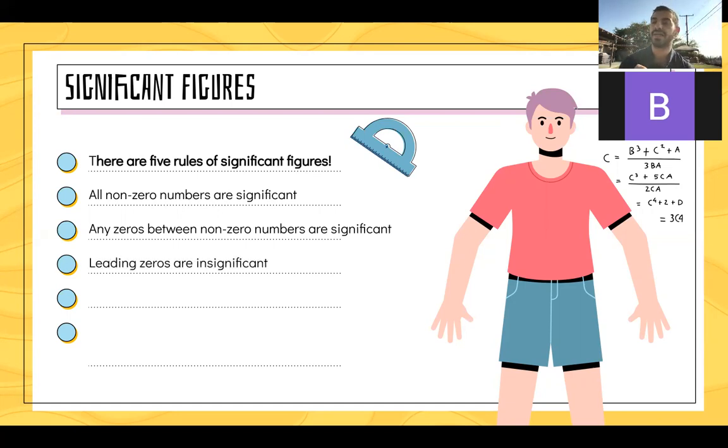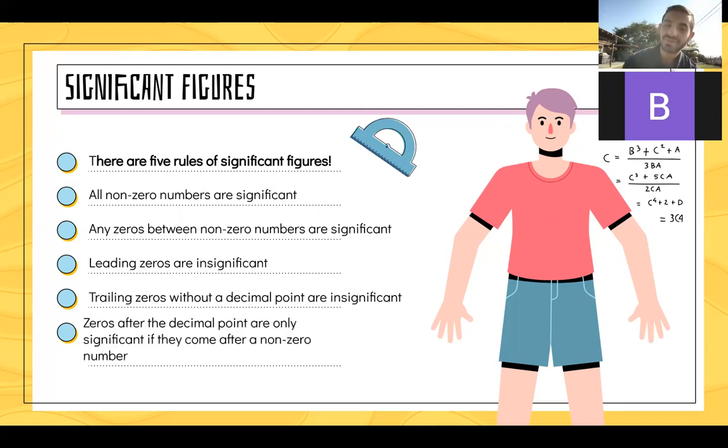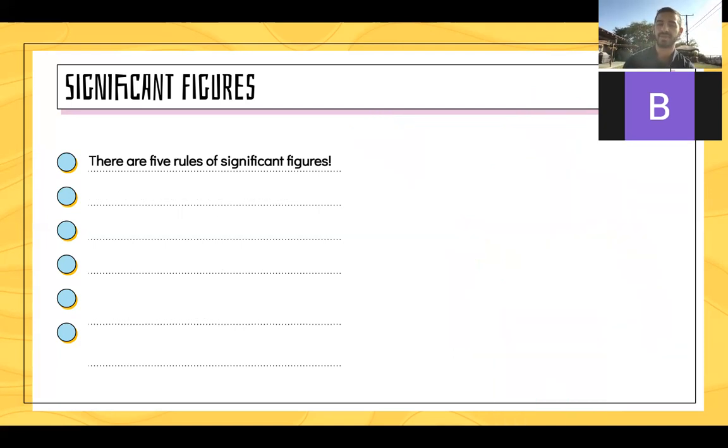Leading zeros are insignificant. I'm going to go into detail about this pretty soon. I'm going to give you guys a bunch of examples. Trailing zeros without a decimal are insignificant. So in any whole number, if that number doesn't have a decimal point, any trailing zeros are insignificant. And then zeros after the decimal point are only significant if they come after a non-zero number. And again, I'm going to show you examples of this.